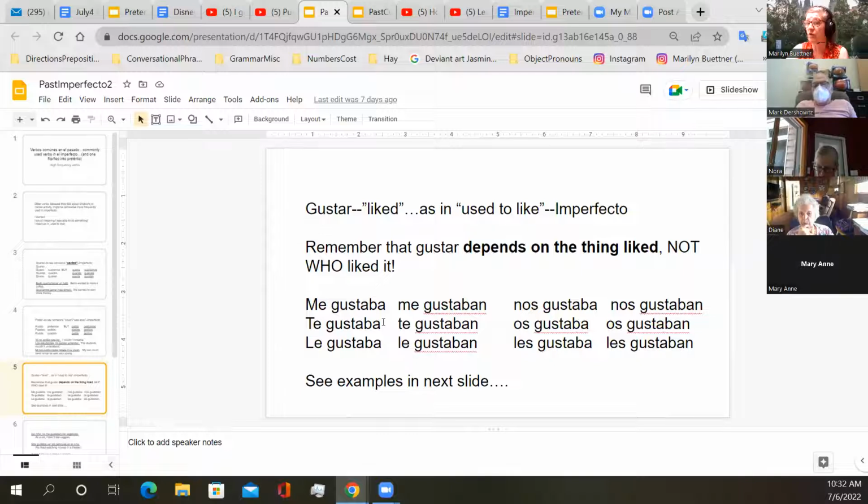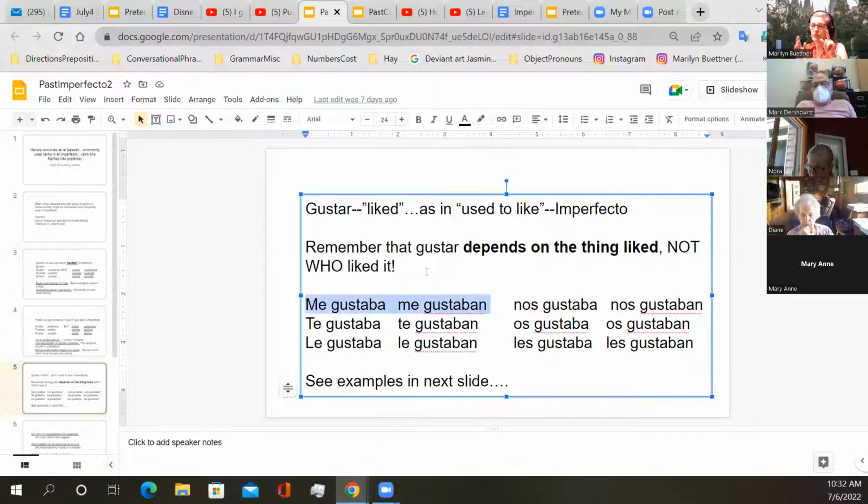So because imperfecto is so regular, we're going to look at that. But the one hard thing for you to remember is that with gustar, gustar is an odd verb, right? It looks at the thing that is liked, not who likes it. The who likes it is the little pronoun that comes in front of gustar. All right. So you're only going to wind up with two conjugations for gustar with both imperfecto and preterito. Because it's me gusta or me gustan, right? So for past, it will be two forms as well.